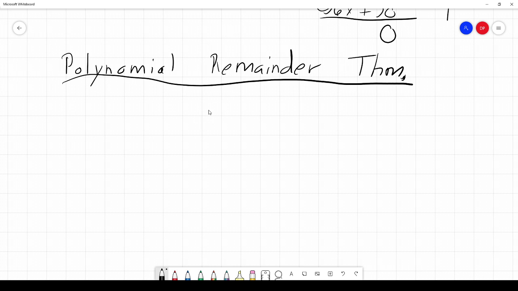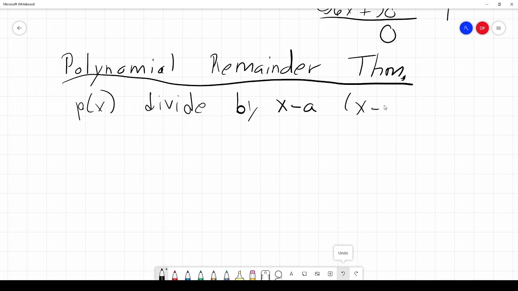Okay, so the polynomial remainder theorem says if I have a polynomial, let's call it p of x, and let's say I divide it by, sorry, I'm trying to keep track of my thoughts here. I divide it by a linear factor x minus a. Okay, so a would be a number. So for example, x minus 3.